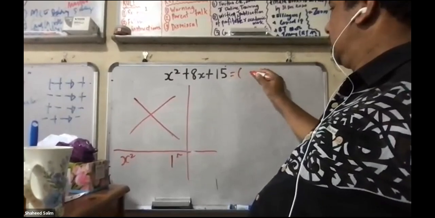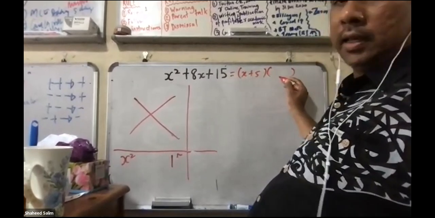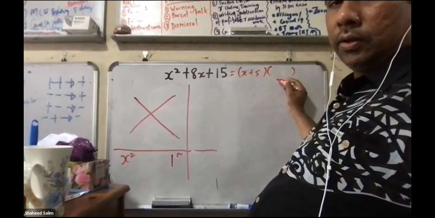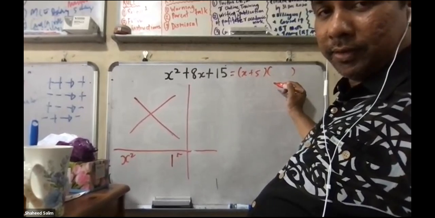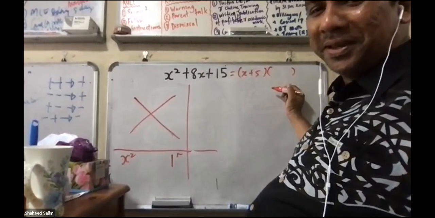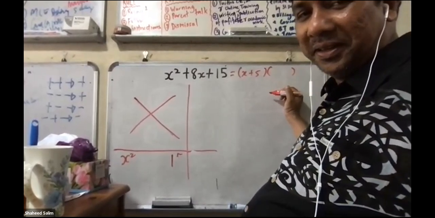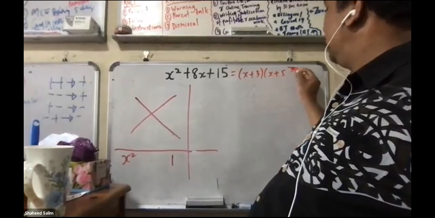3x and 5x. X plus 5, is it? And then 3x plus 5. What is it again? Repeat. X plus 3, then x plus 5. Okay, x plus 3, x plus 5. Congratulations. All right, if we test it out, it's correct.